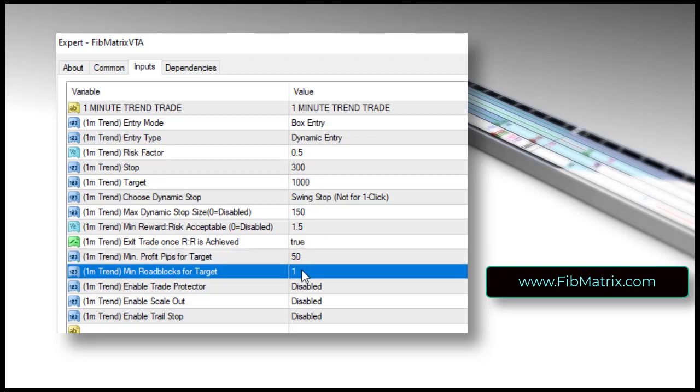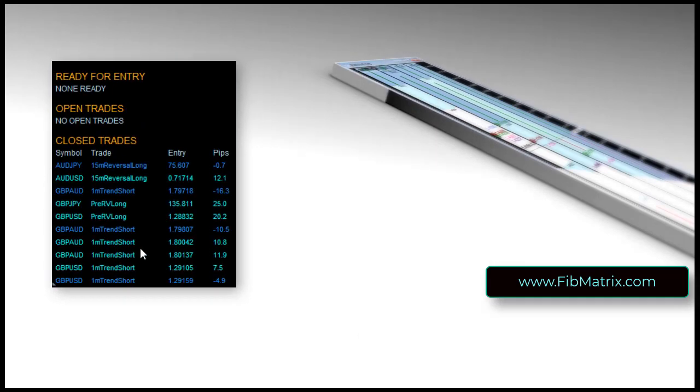So it just makes sure that once you achieve your risk reward, then at your next roadblock you'll get out. Okay, so that way you can guarantee a minimum risk reward and then get out at your next roadblock. Alright, I hope that makes a little sense on the 1 minute trends and how to use all your dynamic stops.